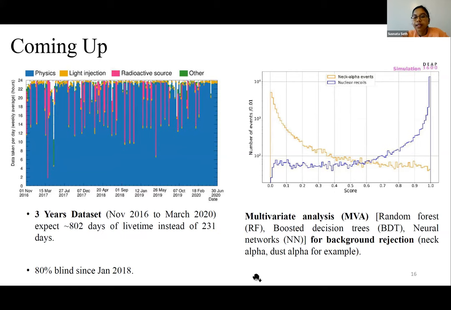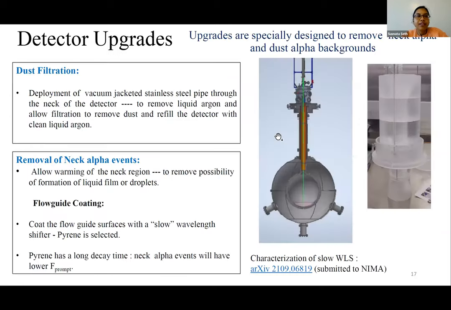We are going to implement multivariate analysis also to reduce the neck and dust alpha background. Here is one of the comparisons between neck alpha events and the nuclear recoil events. So these kinds of analysis will help us to identify these kinds of background. And the main important thing is the detector upgrades. We are especially doing this to remove neck and dust alpha backgrounds.